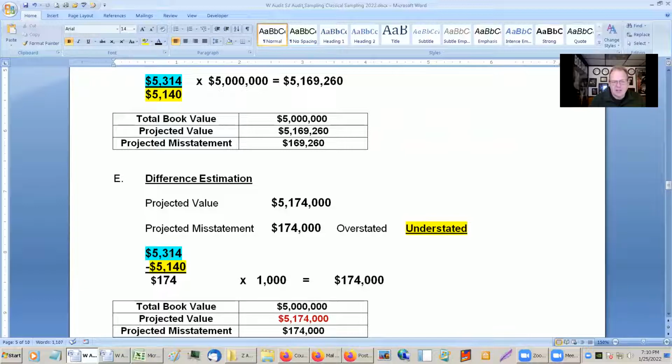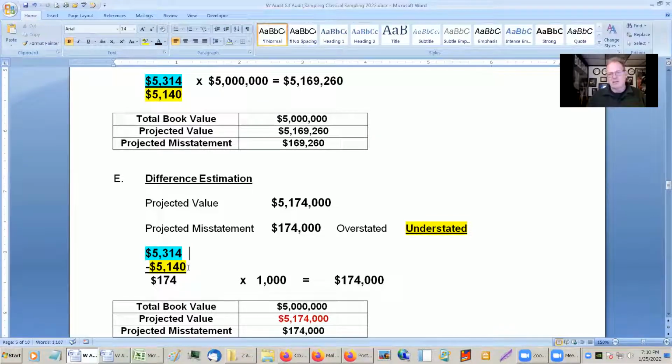And in this case, we're saying that the average audit amount is 5,314 compared to their 5,140. And again, remember that our audit amount carries more weight. It's a better number for us. It's a more persuasive number than what they gave us. We looked into it, and that's what we came up with, 5,314.